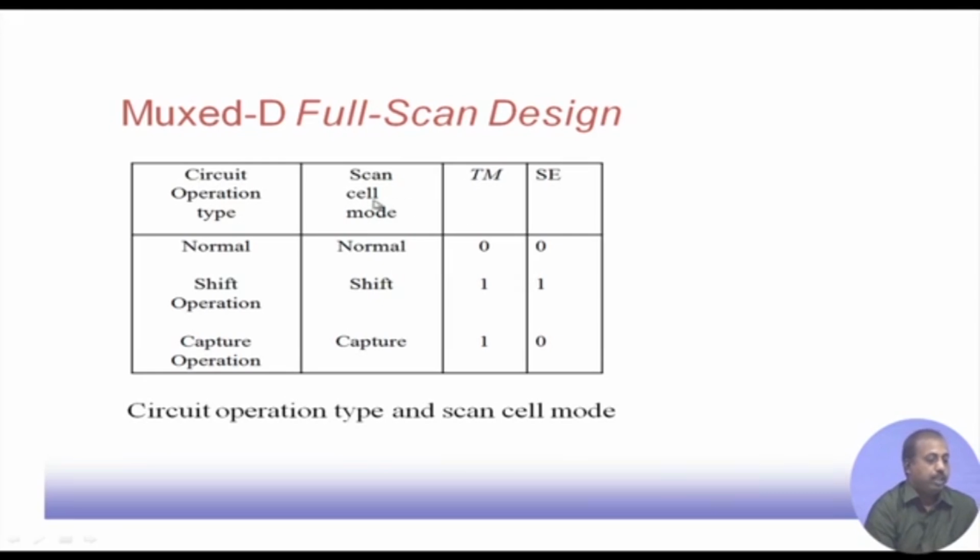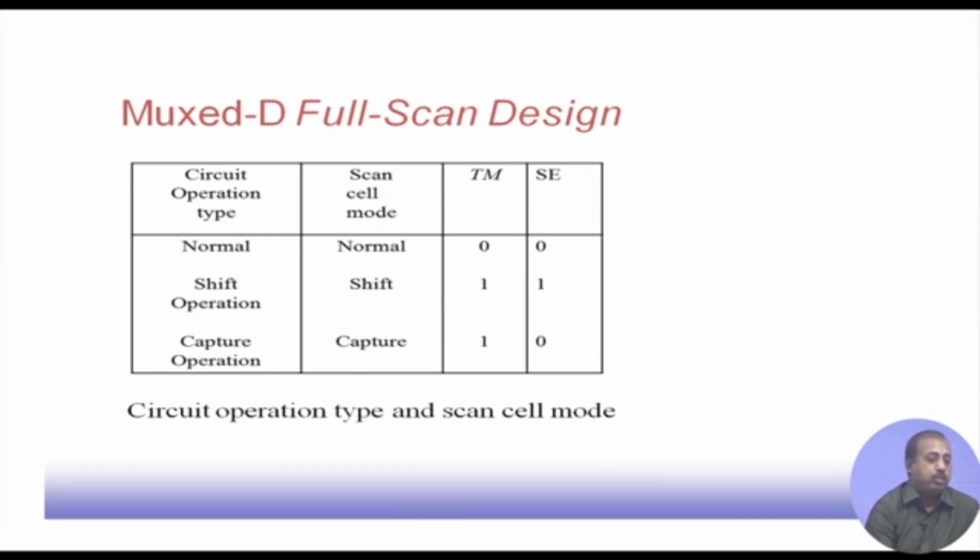So, we can find out that this circuit now operates in several modes, like in circuit operation, normal and the scan. So, if TM, the test mode, is 0 and this shift enable is also 0, that is the normal operation. So, the circuit operates in a normal mode. Now, if this test mode is 1 and this shift enable is also 1, that is called a shift operation. Now, the pattern will be shifted through the scan chain.